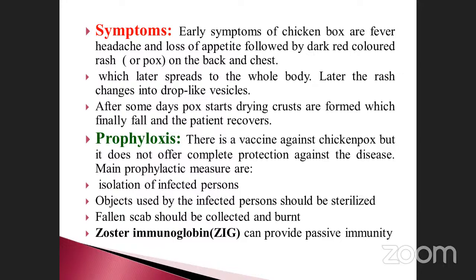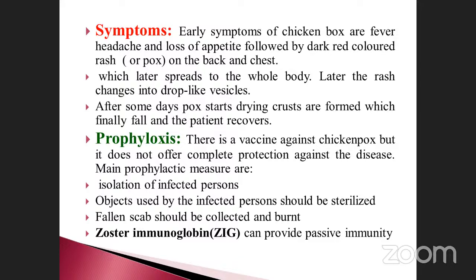This is very, very important. We saw in the previous slide there are small red colored rashes. That is called pox, on the back and the chest, which later spread to the whole body. Later, the rash changes into drop-like vesicles, just like pimples. It comes out from the outlet. After some days, the pox starts drying, crusts are formed, which finally fall off and the patient recovers. After some days, it may be 10 days or 20 days like that.